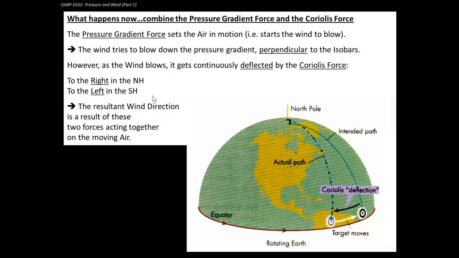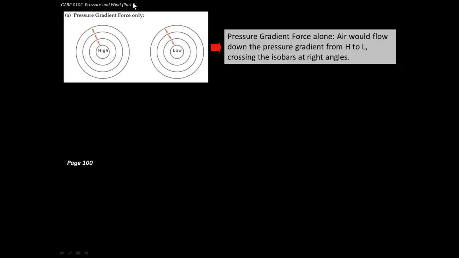So if we want to really understand how wind blows and wind direction, we have to account for both the pressure gradient force and the Coriolis force. Let's try that. Right? This is on page 100. Here we have a high pressure cell, basically a hill, if you will, of air. Here we have a hole of air. If there were only the pressure gradient force, air would simply flow down the pressure gradient from high pressure to low pressure, going across the isobars at a 90-degree angle. It would flow down the hill perpendicular to the isobars.